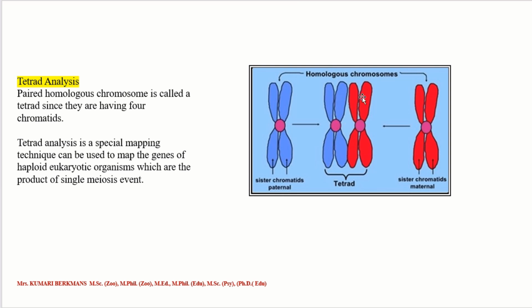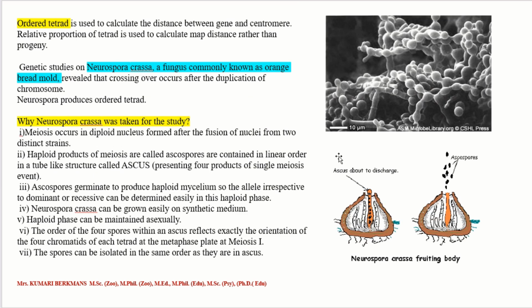Tetrad analysis is a special mapping technique that can be used to map the genes of haploid eukaryotic organisms which are the product of a single meiosis event. Ordered tetrad. What is ordered tetrad? It is used to calculate the distance between a gene and the centromere.